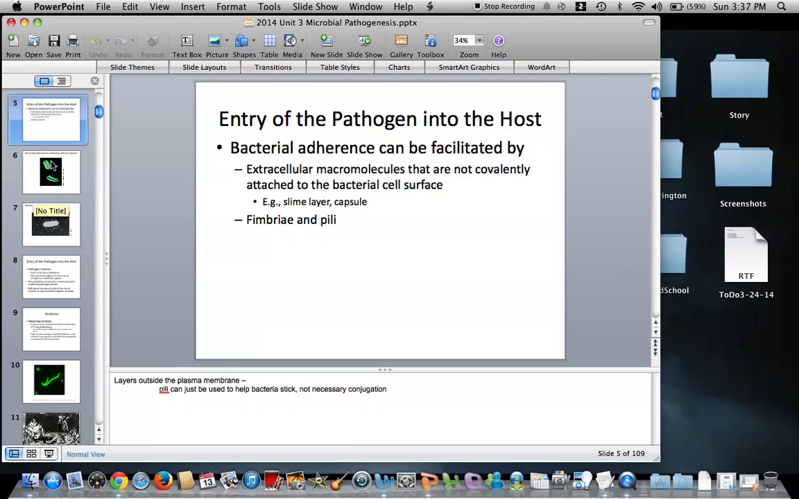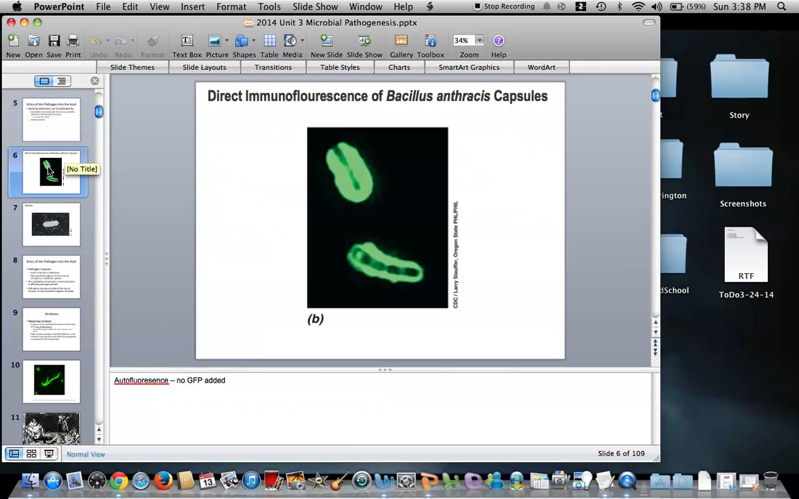Entry of the pathogen continued. Bacterial adherence can be facilitated by macromolecules that do not covalently bind, so this would be the capsule slime layer, which is technically still just polysaccharides that it excretes like it would in a capsule, so I think these are more similar than he's letting on. And then fimbriae and pili, whatever you want to call them. Fimbriae are the little things that stick out that allow adherence, and then pili can be used for various things like conjugation, which we may or may not talk about.